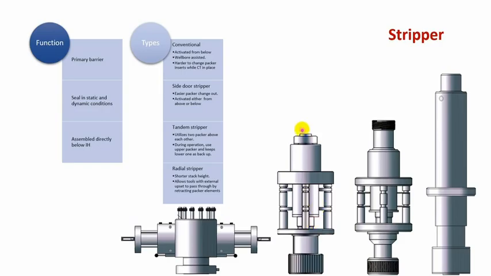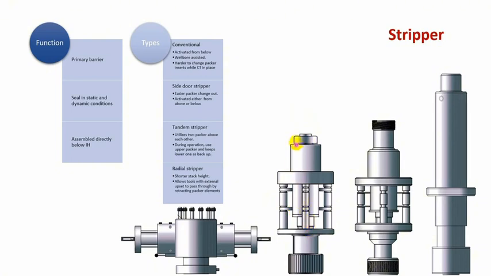This one. Side door stripper is very easy to change stripper in. We easily open the door, retract the piston, and change stripper, then back, then close the piston, and so on.